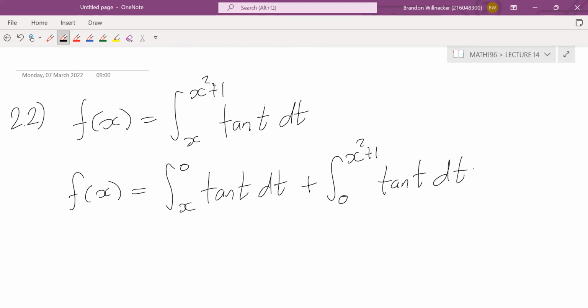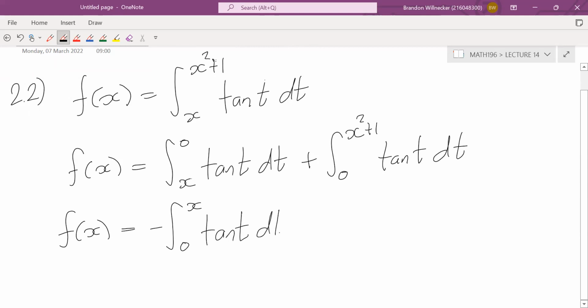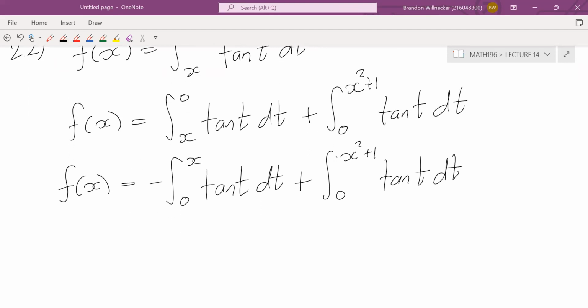tan of t dt. Okay, so now for the first term, we've got x in the lower bound. We want it in the upper bound. So we can swap the bounds, but remember we have to put a minus sign. So f of x is going to be equal to minus the integral from 0 to x of tan of t dt, plus the integral from 0 to x squared plus 1 of tan of t dt. Okay, so we've just written it in a different way to make it easier to use FTC part 1.